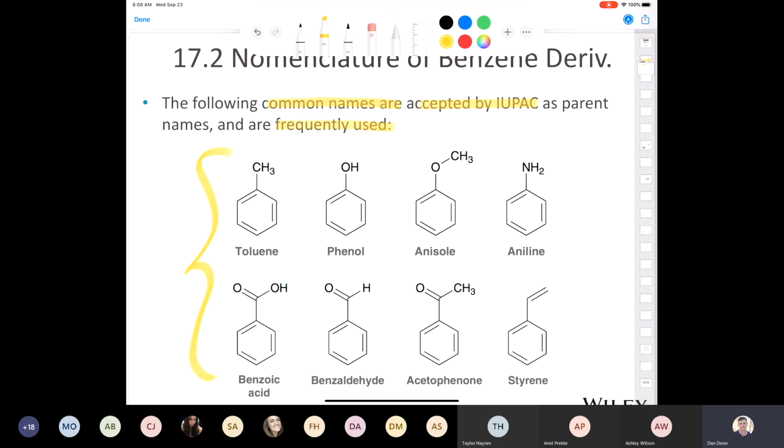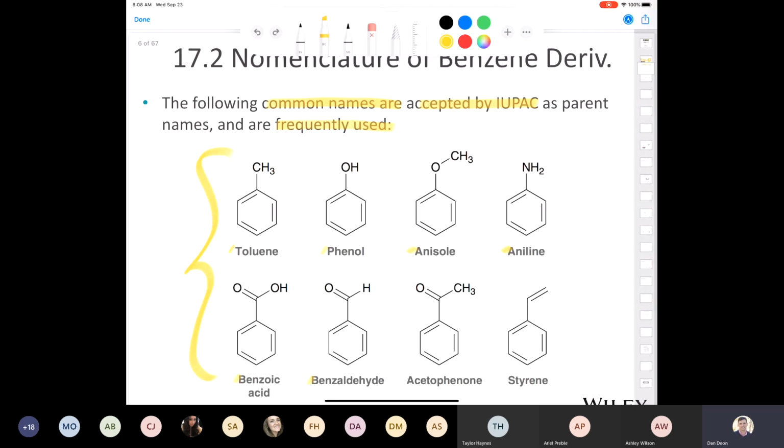If you have a methyl group on your aromatic ring, this is called toluene. If you have a hydroxyl, that's phenol. We compared the acidity of phenol to an alcohol like ethanol. If you have a methoxy group, we call that anisole. If you have an amino group, that's called aniline. If you have a carboxylic acid, it's benzoic acid. This one's kind of an interesting and easy name, benzaldehyde, right? Because you have an aldehyde here.